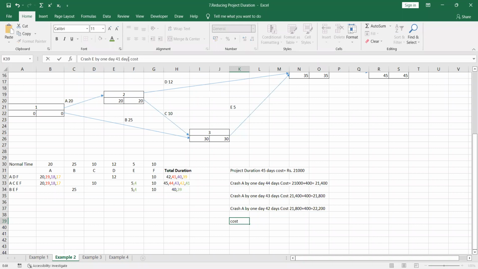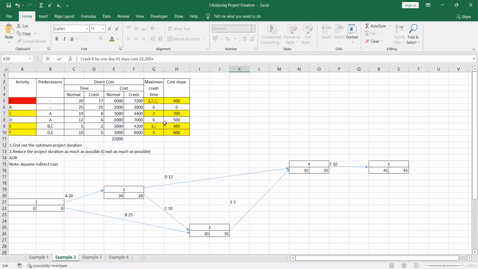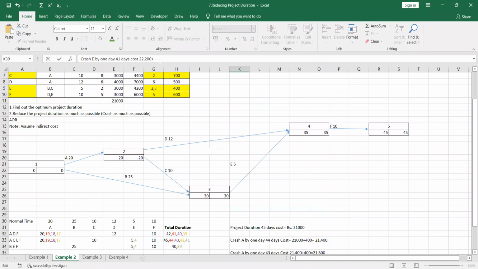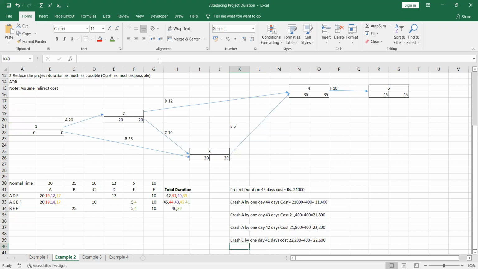Cost is for the 22,200, you have to add the activity E cost slope, it is 400. That means 22,600 is the cost. Right?